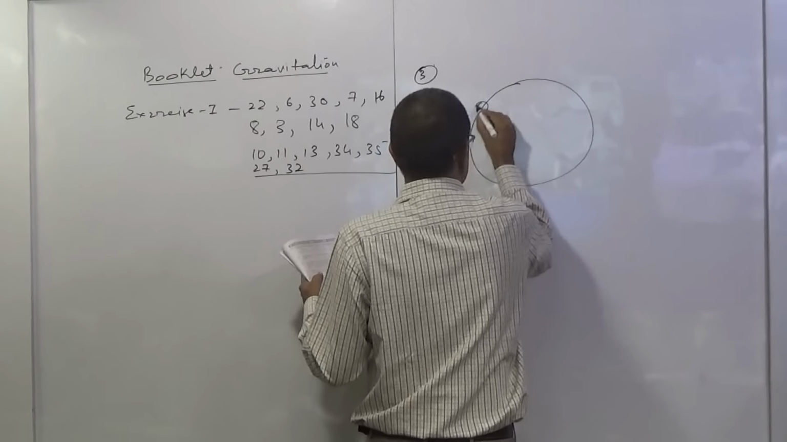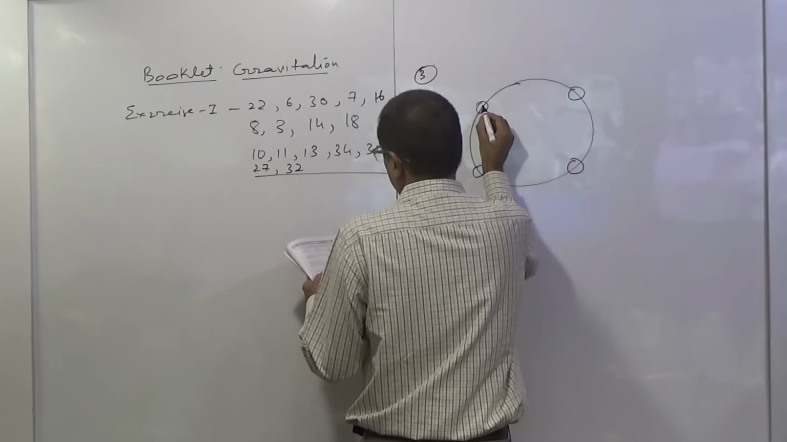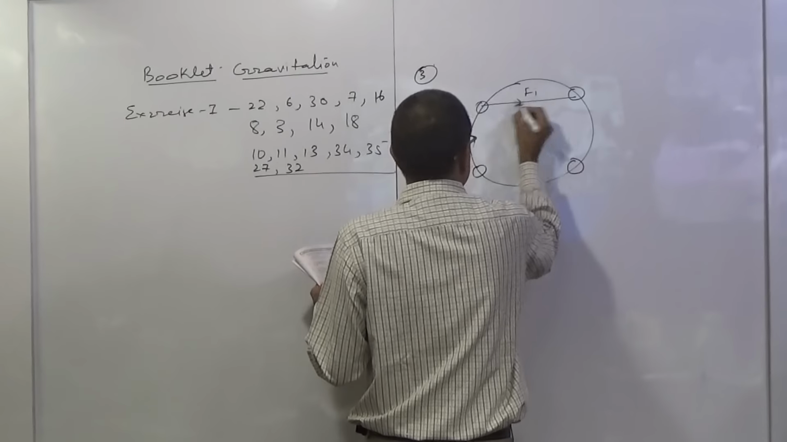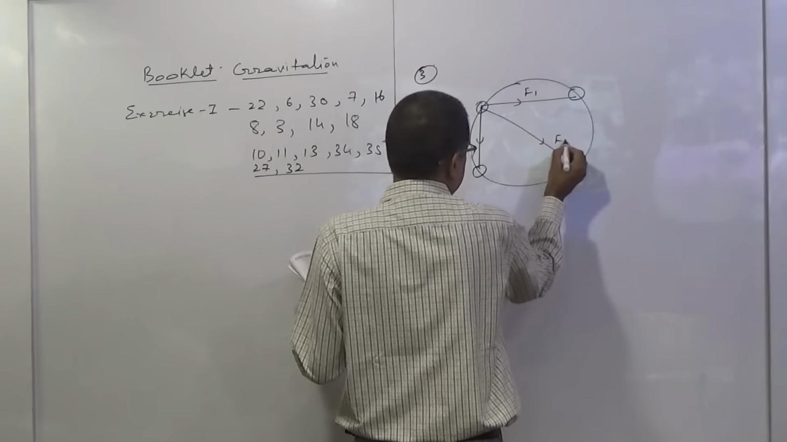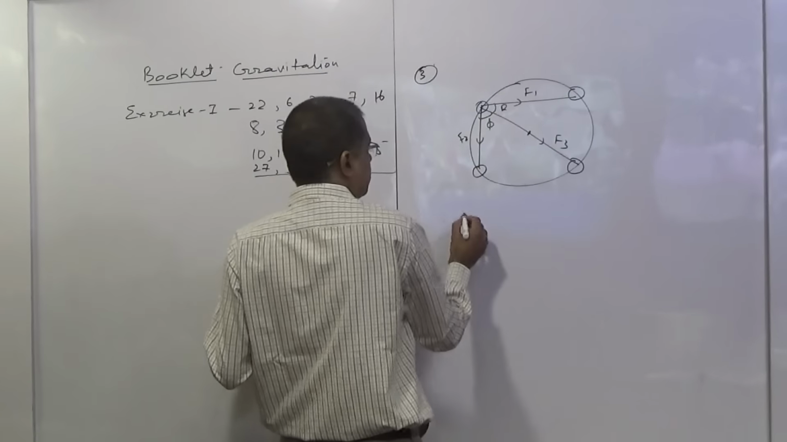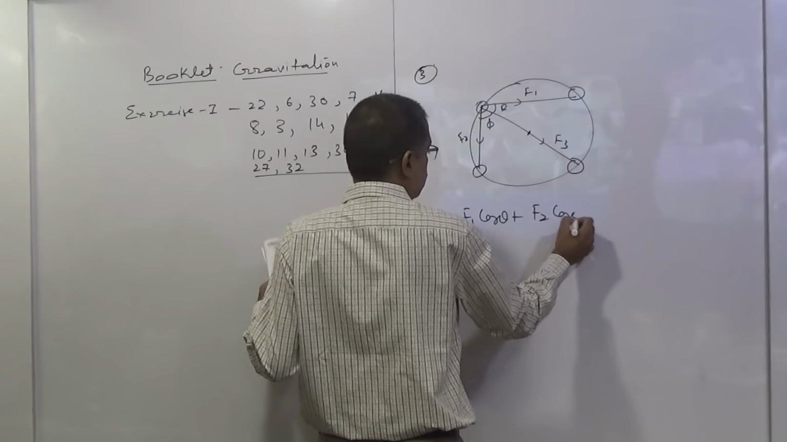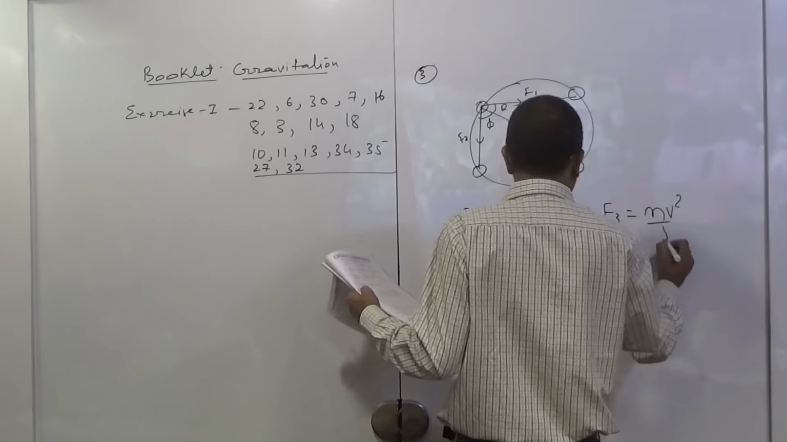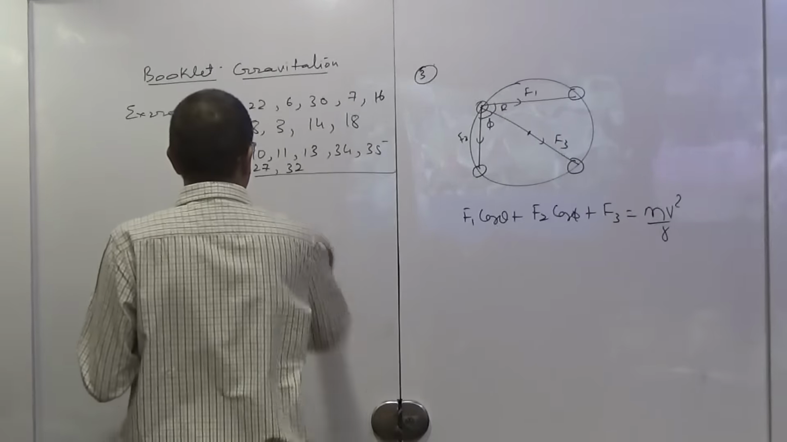Four particles, 1, 2, 3, 4. Mutual gravitational force of attraction. I take this to be F1, this to be F2, this to be F3. If this is theta and this is phi, F1 cos theta plus F2 cos phi plus F3 will be mv square by r. Find out v, you will get the answer.